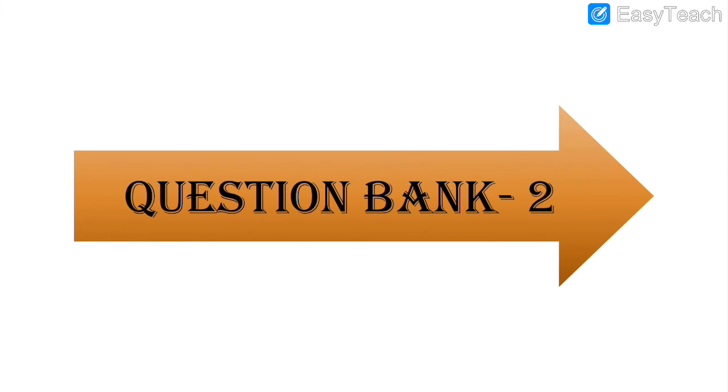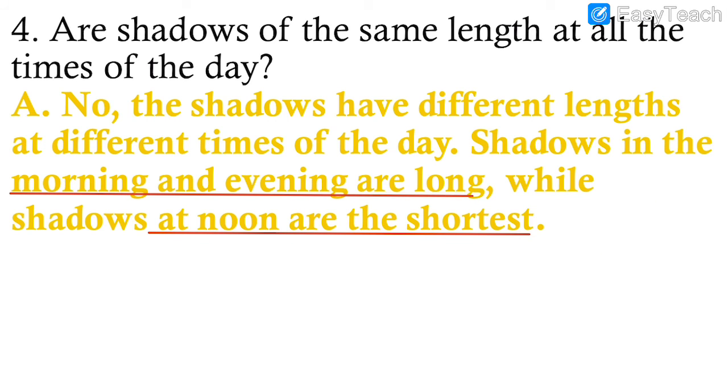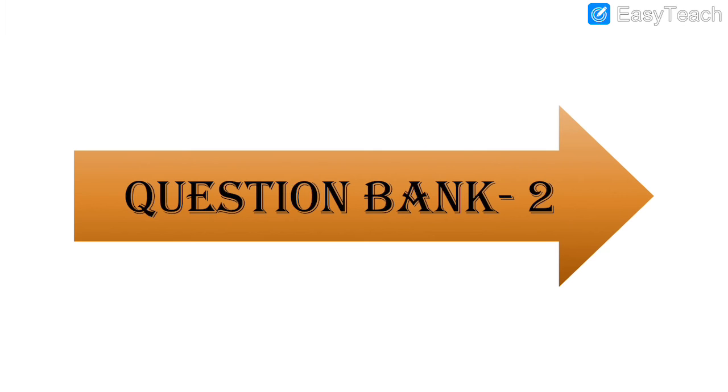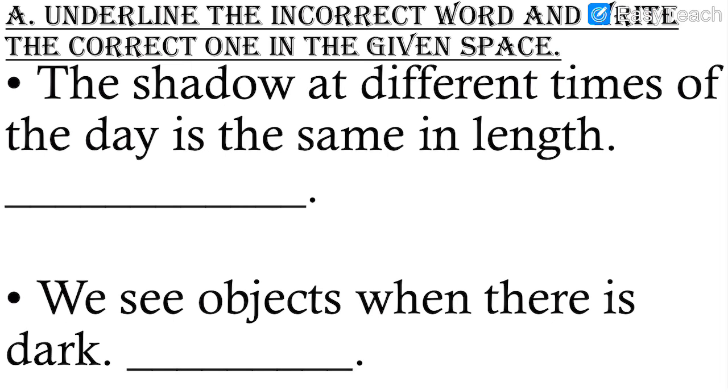Next, so here we completed question bank number 1 with question number 4. We shall move ahead, and now we have question bank number 2 for the same chapter, light and shadow, that is chapter number 13. Let us read question bank 2, and as usual you have to write it one time. Question number 1. Underline the incorrect word and write the correct word in the given space. So, from the sentences we have to find out the incorrect word and write the correct word in the blank instead of the wrong word which is given.